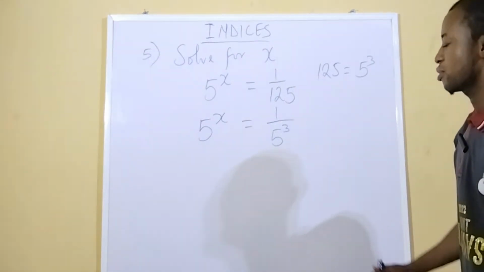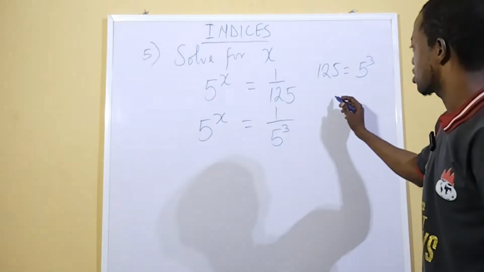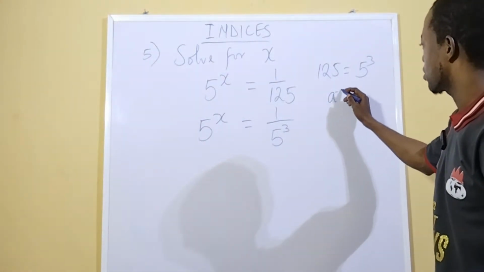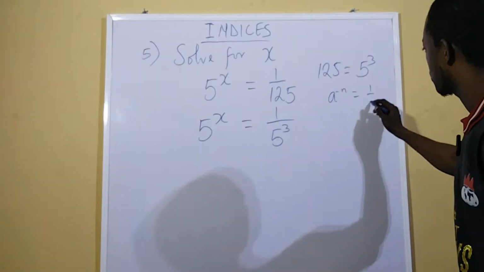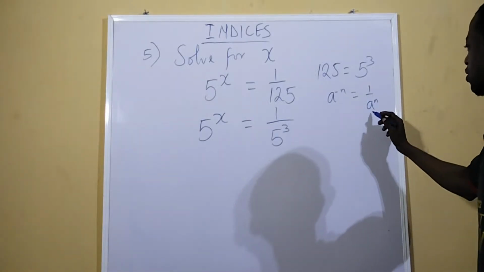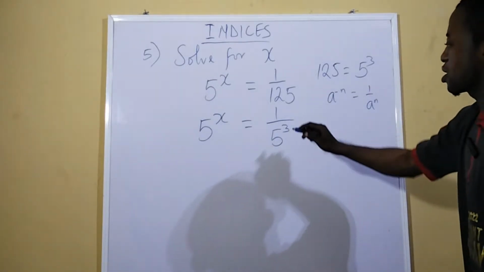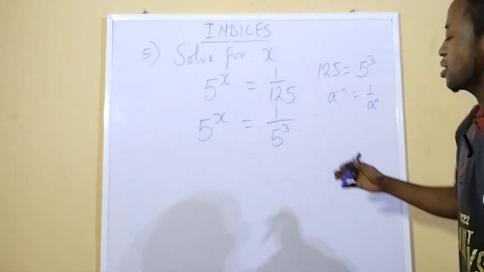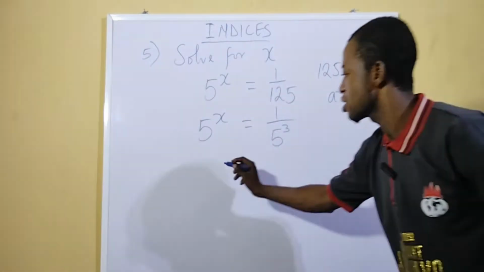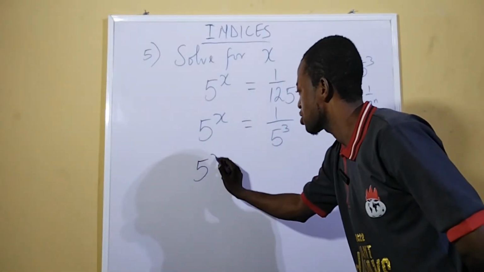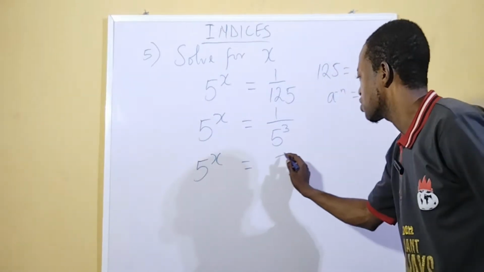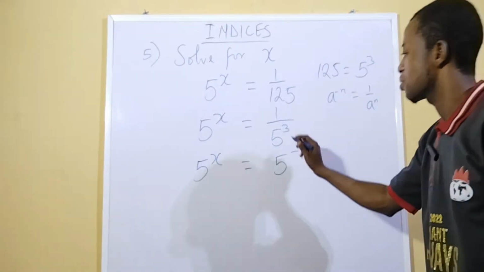And here, we can reverse that law of indices. When we have a raised to power minus n, this is the same thing as 1 over a raised to power n. So now, reverse it from here to this side. That is, here we can express this, and we have 5 raised to power x equals 5 raised to power minus 3.